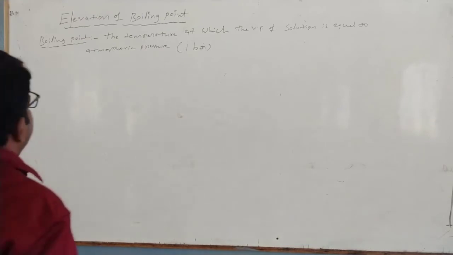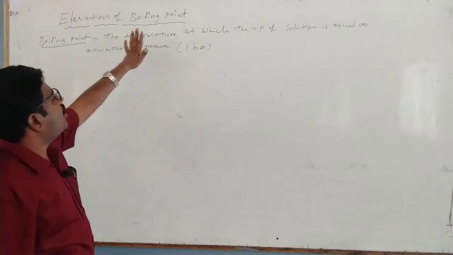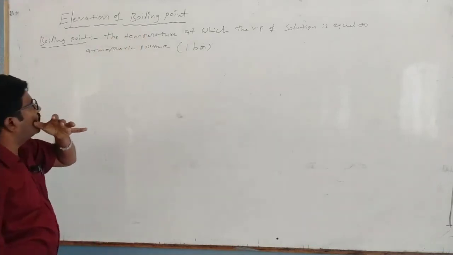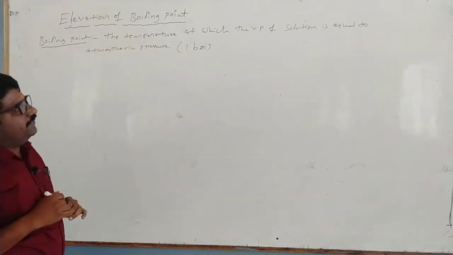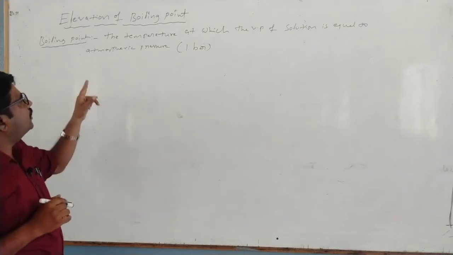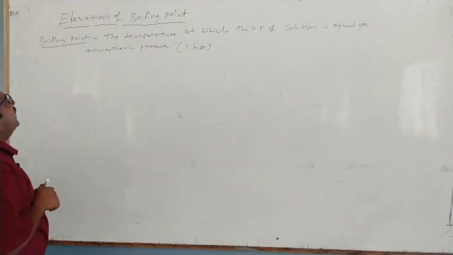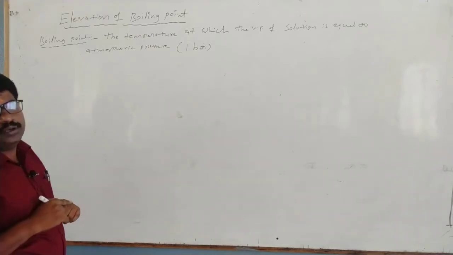So next one is elevation of boiling point. Next colligative property. So here, what is boiling point? Boiling point means the temperature at which the vapor pressure of the solution is equal to the atmospheric pressure. That is called boiling point.